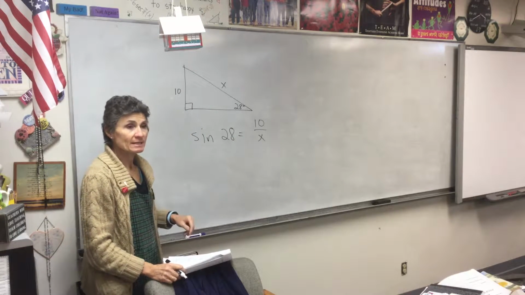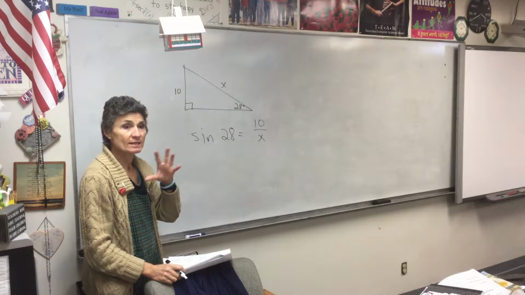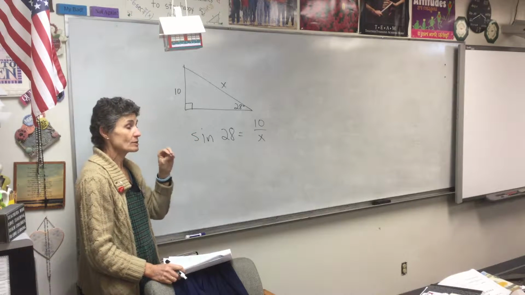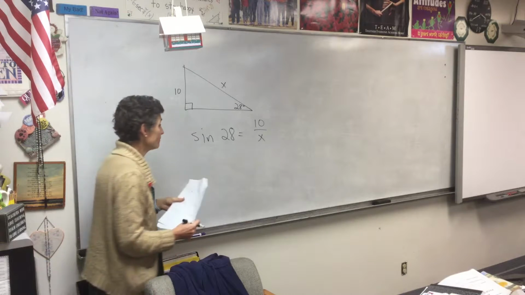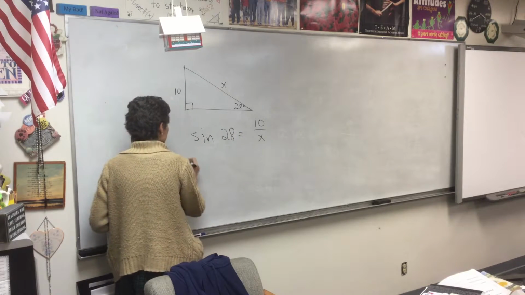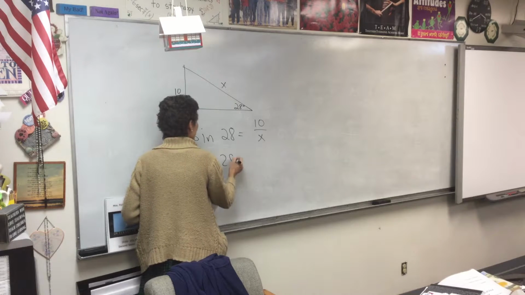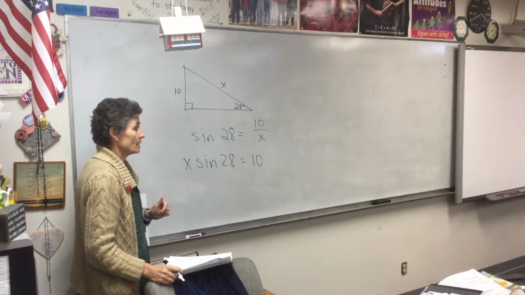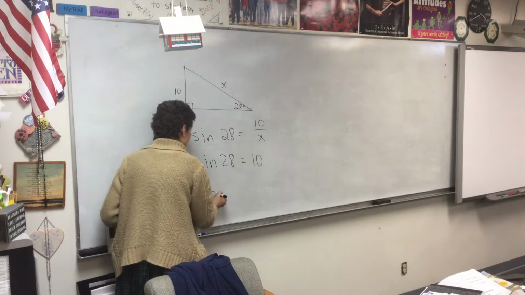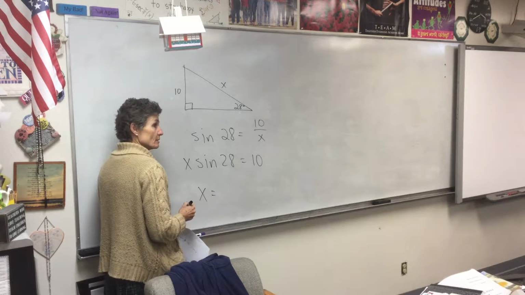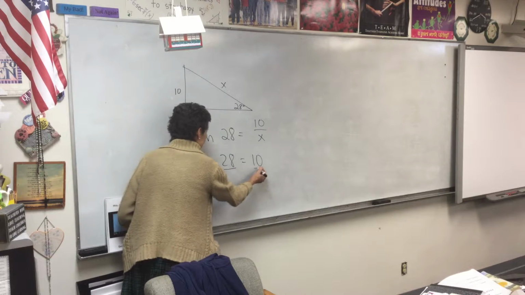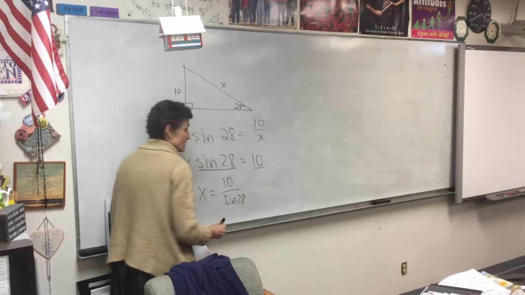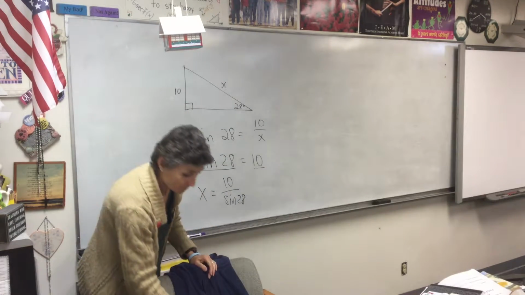Does that equation make sense to you? Do you see where all those things came from? Sine equals opposite over hypotenuse. Now, we're going to get rid of the fraction, so we'll multiply by x. So we have x sine 28 equals 10. And then we want to get x by itself. We want to know what x equals. So we'll divide by the sine of 28. So 10 divided by sine 28 will be my answer.